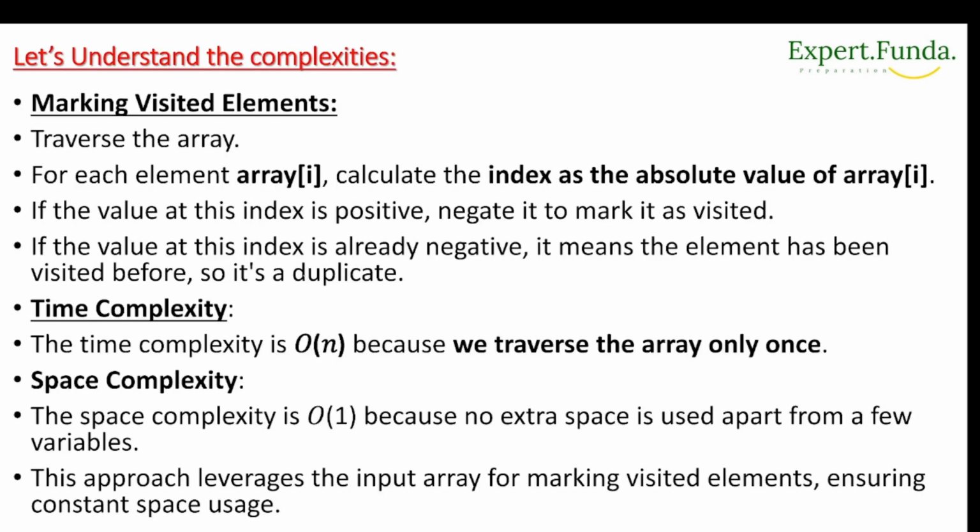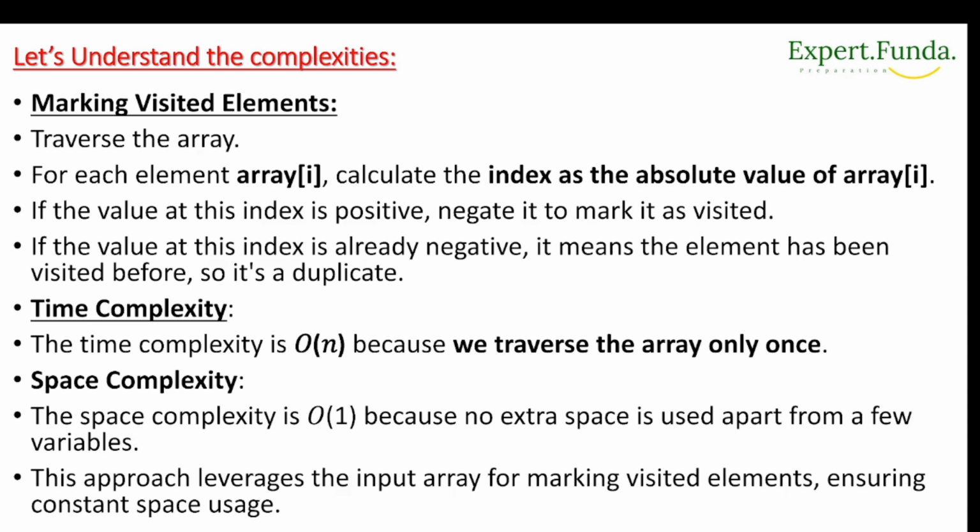Okay, so let's understand the complexity. First of all, the approach: we have to mark the visited elements. We have to traverse the array, and for each element, array at some index will be there, so we will calculate the index as the absolute value of the array element. If the value at this index is positive, we will mark it as negative by multiplying by minus. If the value at this index is already negative, it means the element has already been visited, so it's a duplicate value, right?